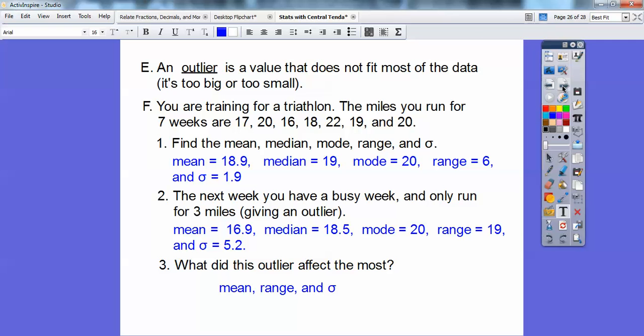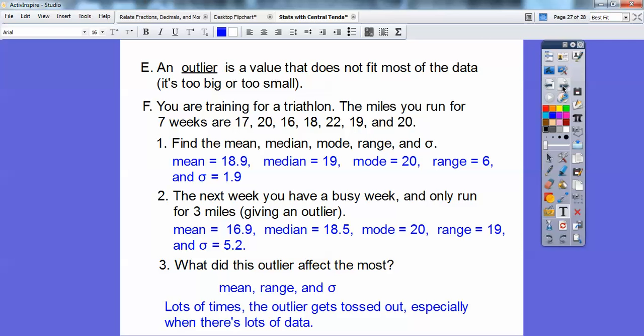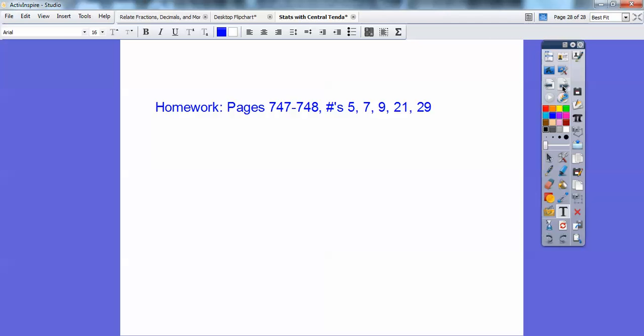Okay, lots of times, you guys, especially if you have lots of data, the outlier gets tossed out. But when there's only 7 or 8 pieces of data right here, sometimes the outlier is not tossed out. But if there was lots and lots of data, we'd totally toss Bill Gates out of the neighborhood, because it would tell us that everybody's rich in the neighborhood when in fact everybody's not rich. I'm not a rich guy, but he'd pull that average up so high, we'd have to toss him out of the data. Anyways, if you're in my class, I would assign that for your homework.